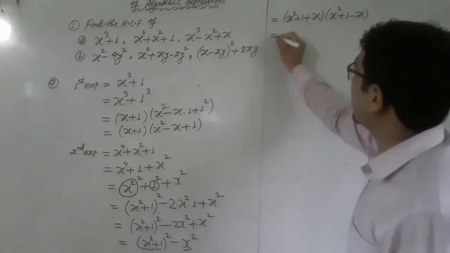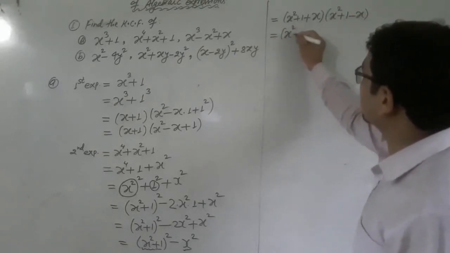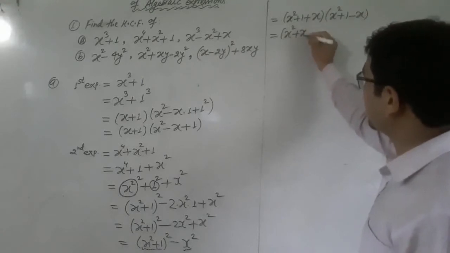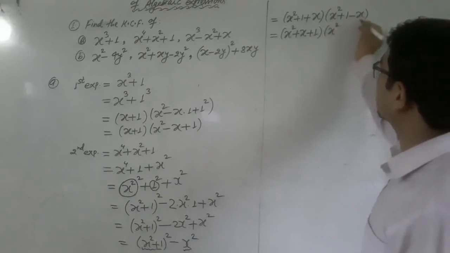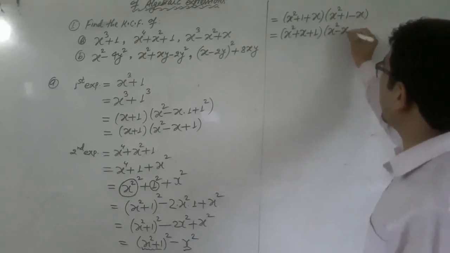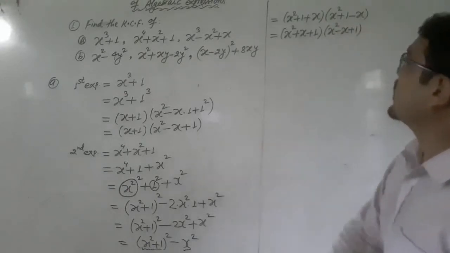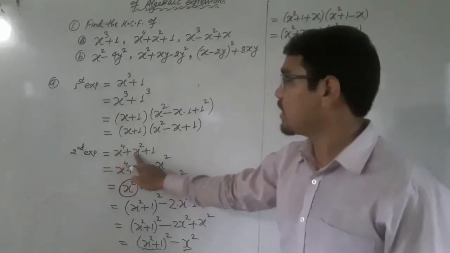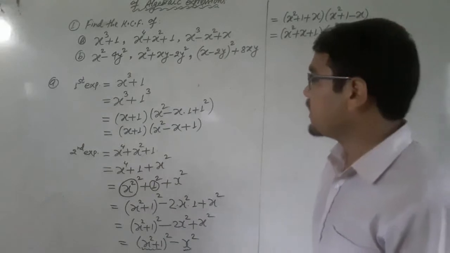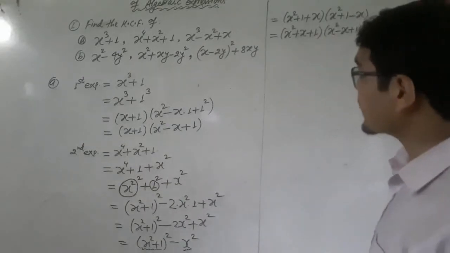So arranging the given terms, we write x square, then this plus x in the middle, and plus 1 at the back. Similarly, x square, this minus x in the middle, and plus 1 at the back. So these are the two factors of the expression x power 4 plus x square plus 1. I think everybody is clear, you can understand this.